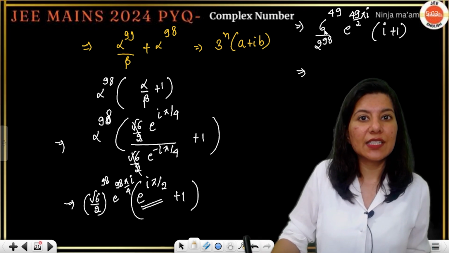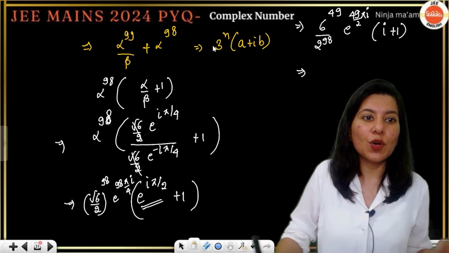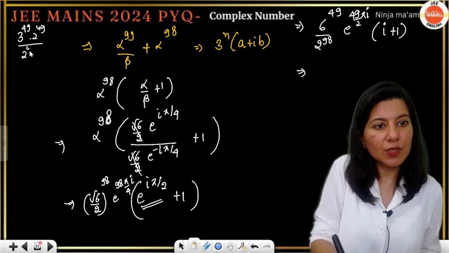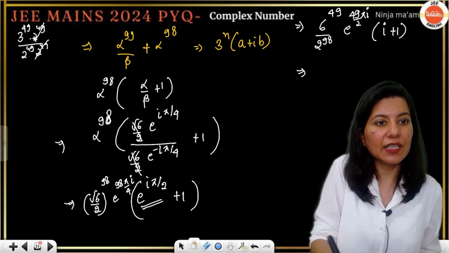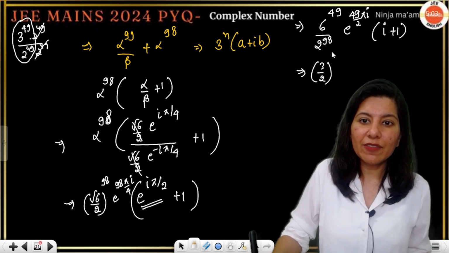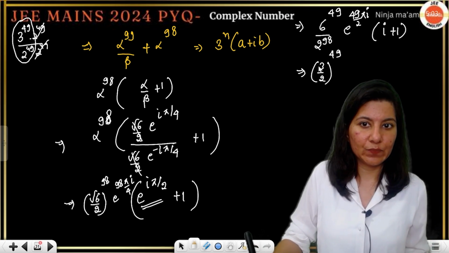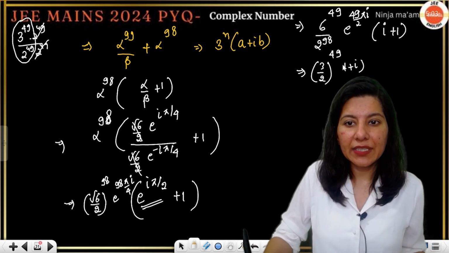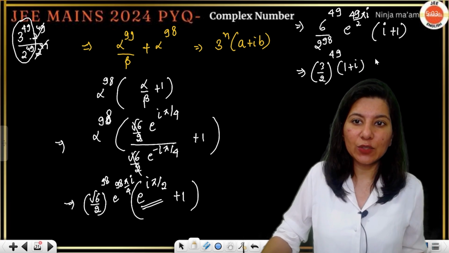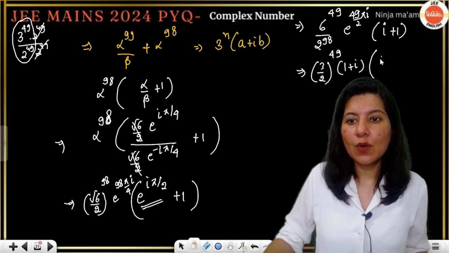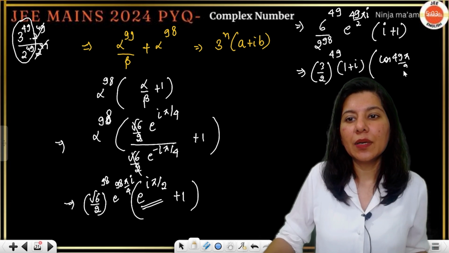Now this 6 raised to power 49 is what? 3 raised to power 49, 2 raised to power 49, upon 2 raised to power 98. Basically, this is coming out as 3 by 2 raised to power 49. Okay. Now this 1 plus iota is already there. Now 49 pi by 2. Correct? So this is going to become cos 49 pi by 2 plus iota sin 49 pi by 2.